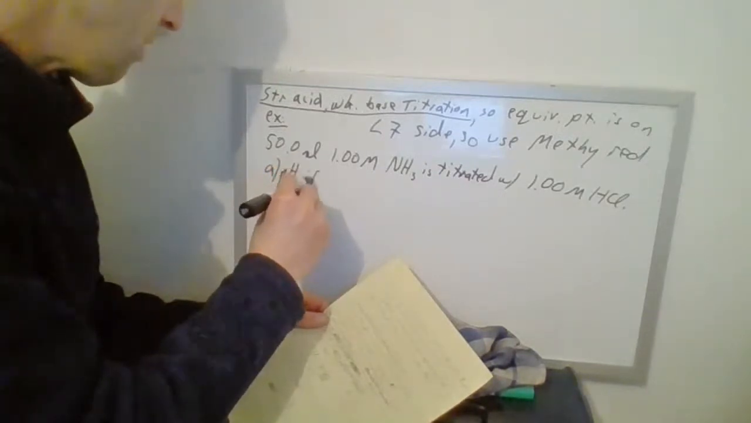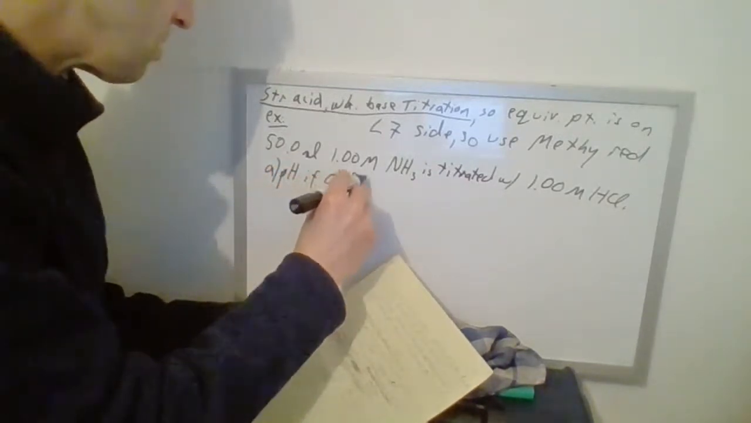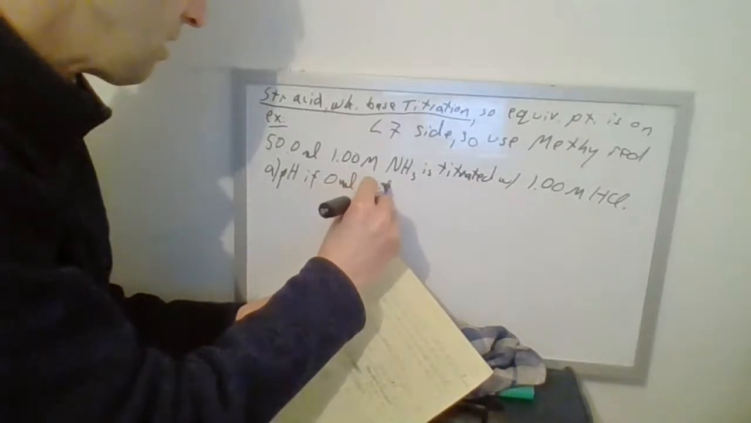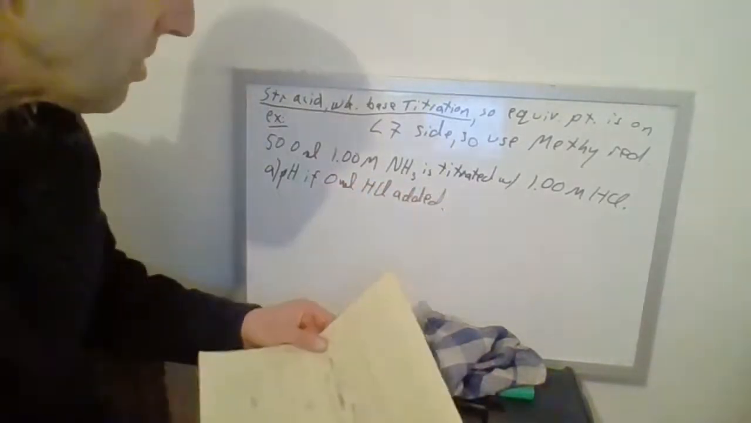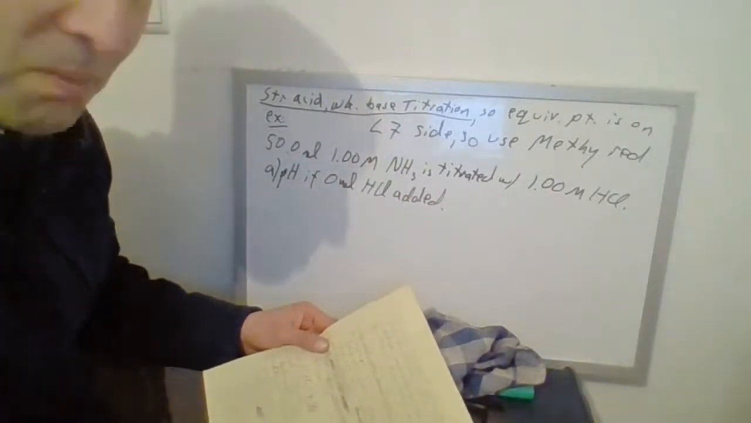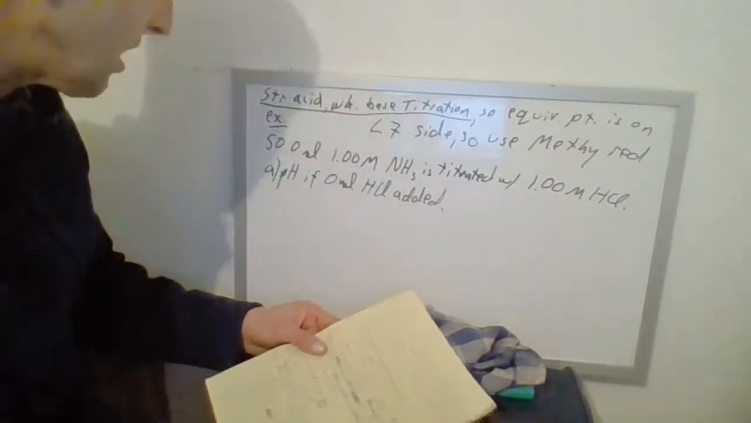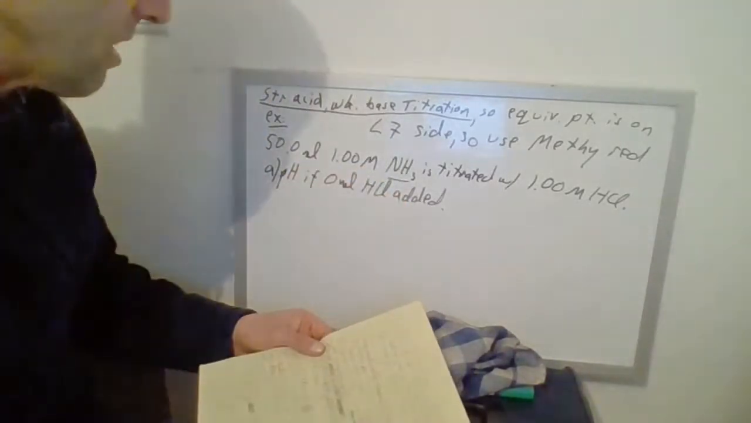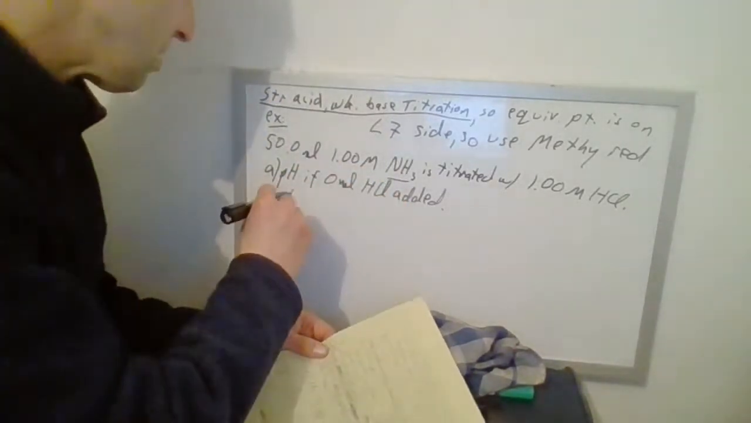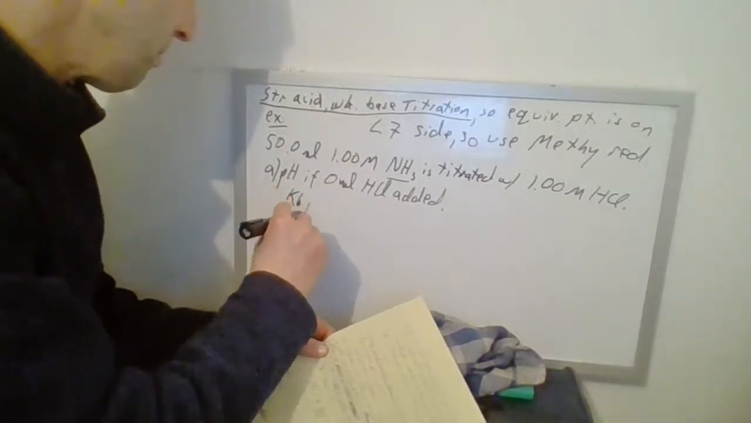In other words, we don't have a titration yet. We've got a base problem. And so it's a KB problem, okay? So we've got just a base. We've got milliliters of NH3. So it's a KB problem.